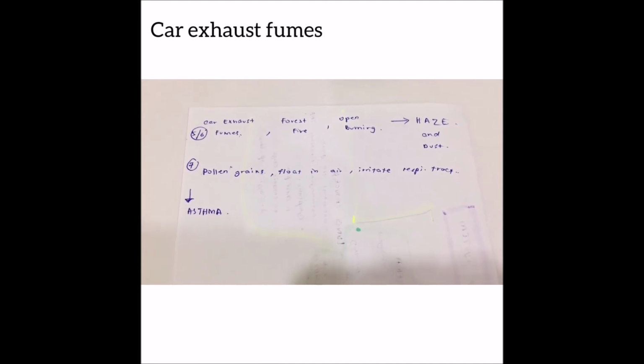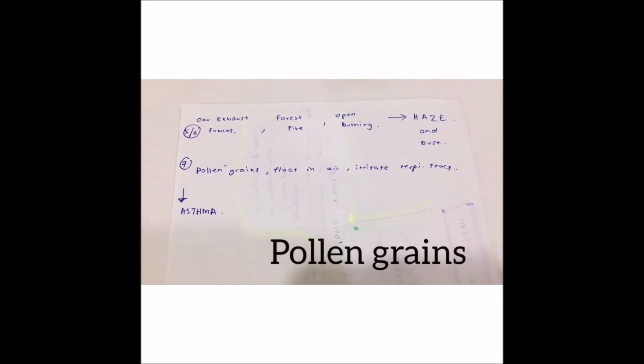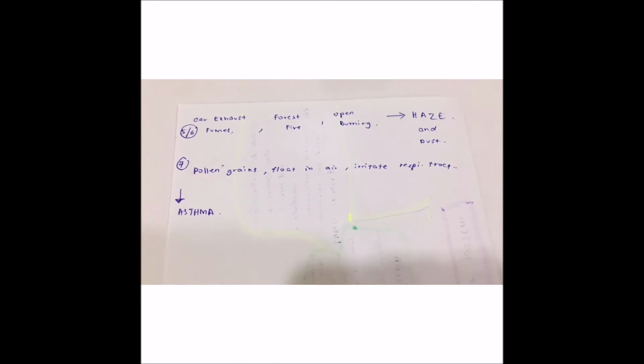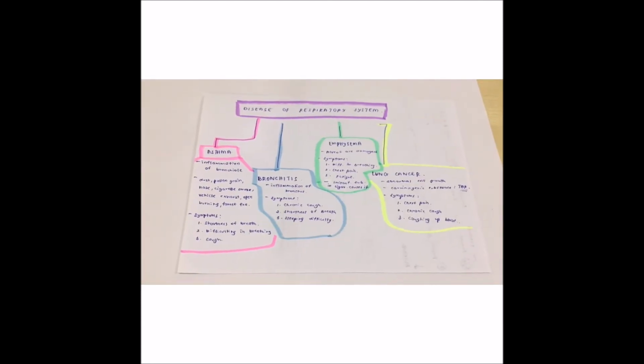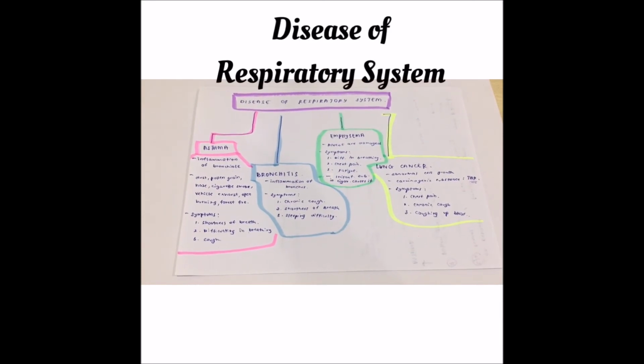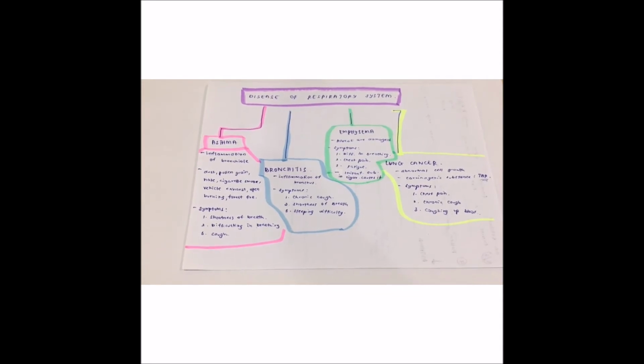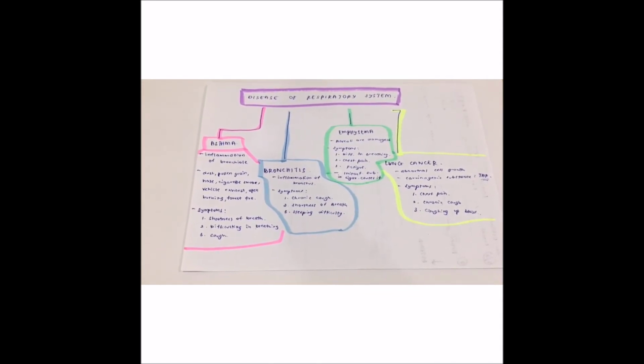Car exhaust fumes, forest fires and open burning produce haze and dust. Pollen grains released by anthers float into the air and are carried by wind to faraway places, and all these substances would irritate the respiratory tract and cause respiratory diseases such as asthma. All these harmful substances have been related to diseases of the respiratory system, for example asthma, bronchitis, emphysema and even lung cancer. First, we look at asthma.